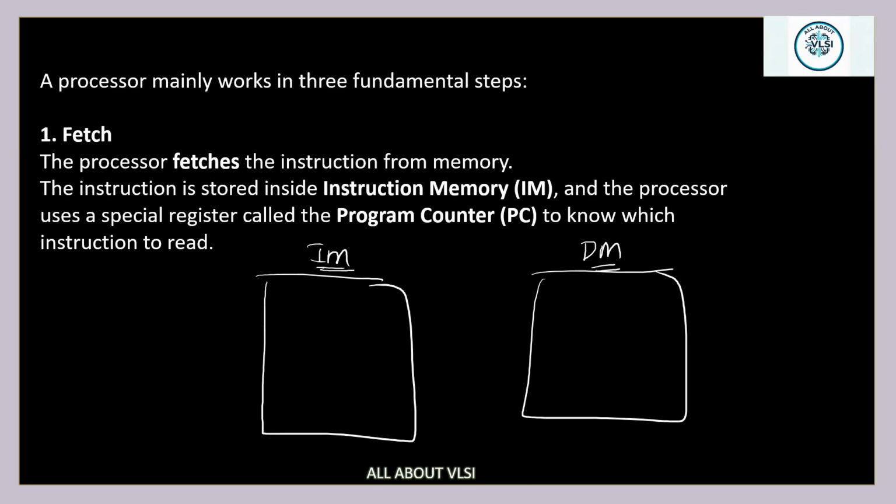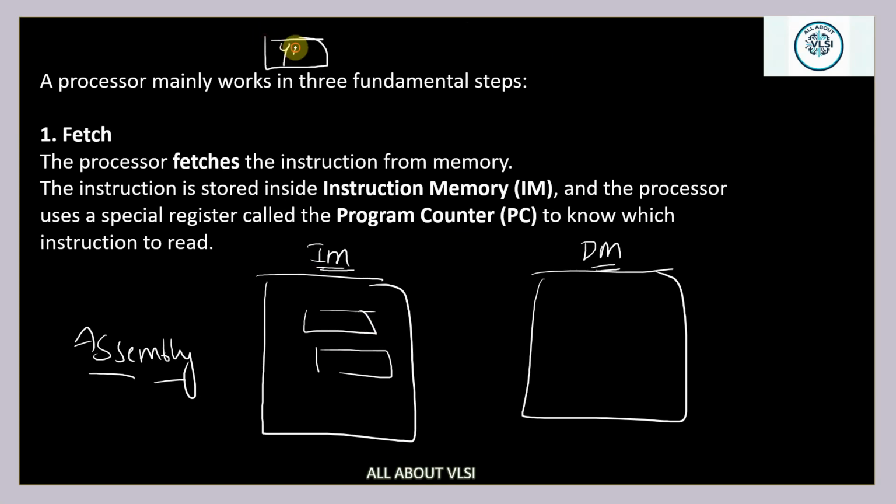Let's say I have a separate dedicated memory for storing the instructions which my assembler has converted, which is nothing but my instruction memory. The assembler is going to convert them, and those particular instructions will be stored inside your instruction memory, right? Now, what is the processor going to do? The processor is going to fetch these instructions one by one.